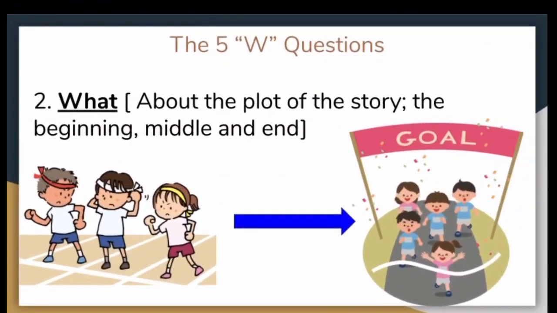The what? It's about the plot of the story, the beginning, middle, and end. So you can see here, right? I have some kids running at the starting line, getting ready to race. I would have to write what happens in the middle where the arrow is. And at the end, you see them crossing the finish line. And I would have to write all the events leading up to the finish line.